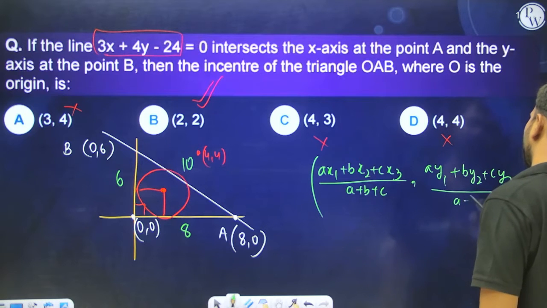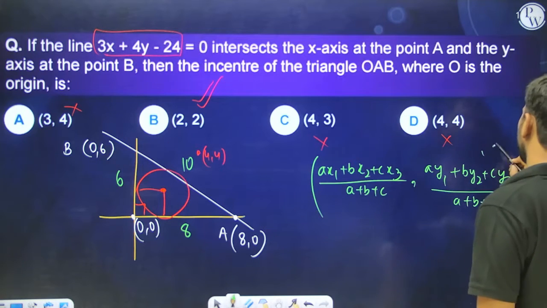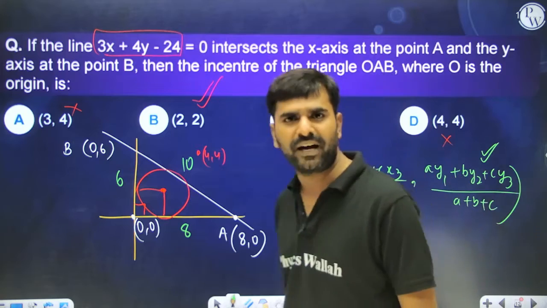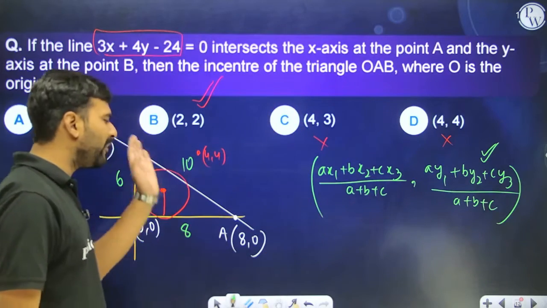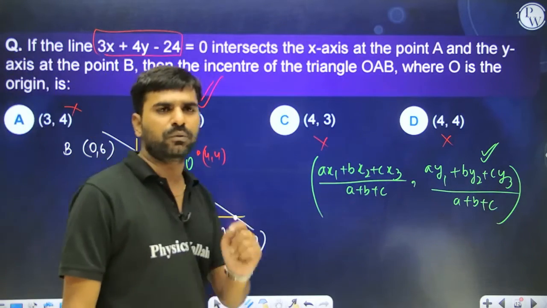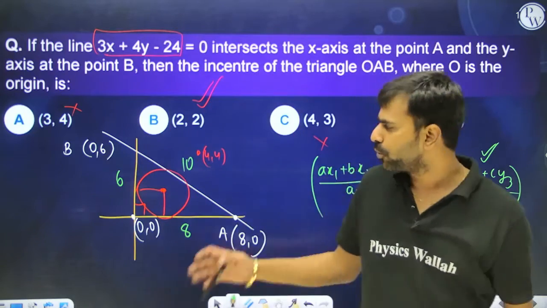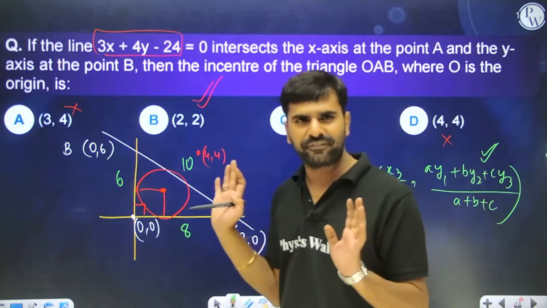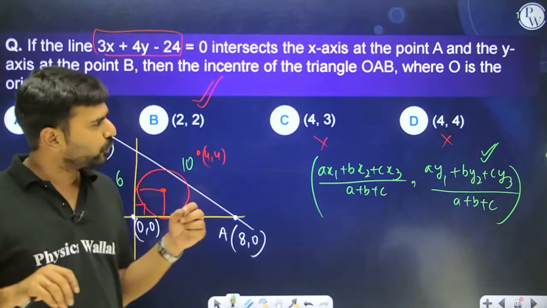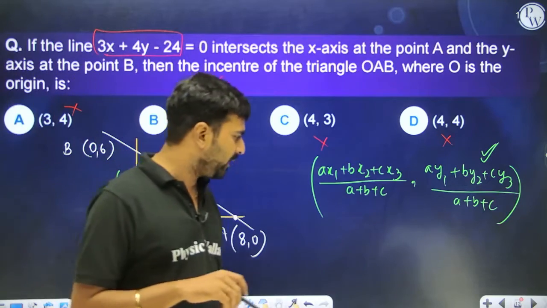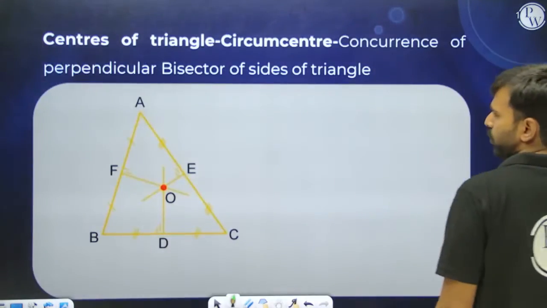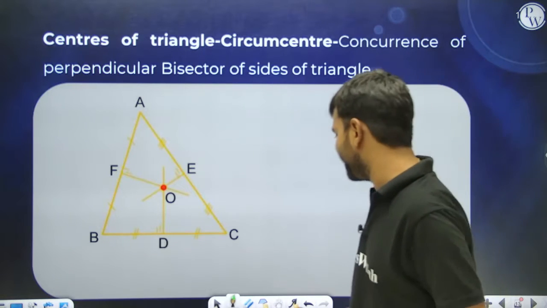So there are multiple ways to solve this question. If you want to solve it in a traditional manner, you can apply this formula, because you have the coordinates of all three vertices, number one, and you have all three sides as well. So you can use this formula and comfortably find the incenter. But if you use your logic, then I think you can solve it in just a few seconds. Okay, talking about the third thing, and that is circumcenter.